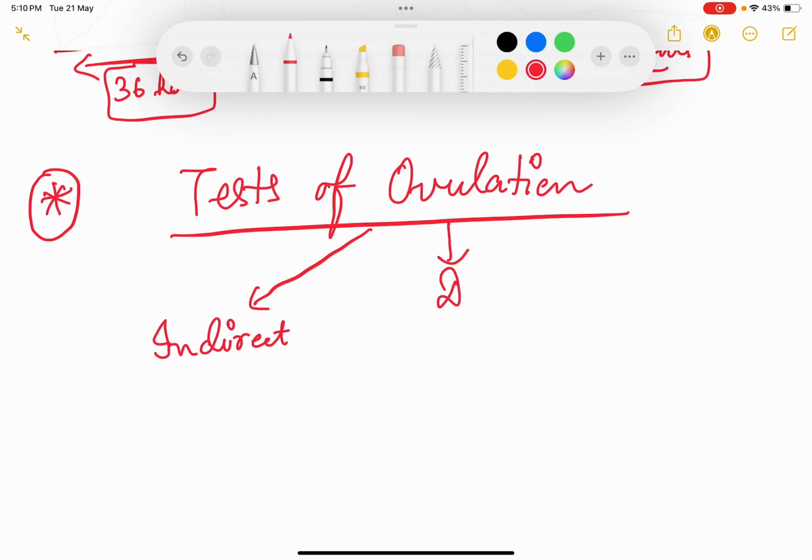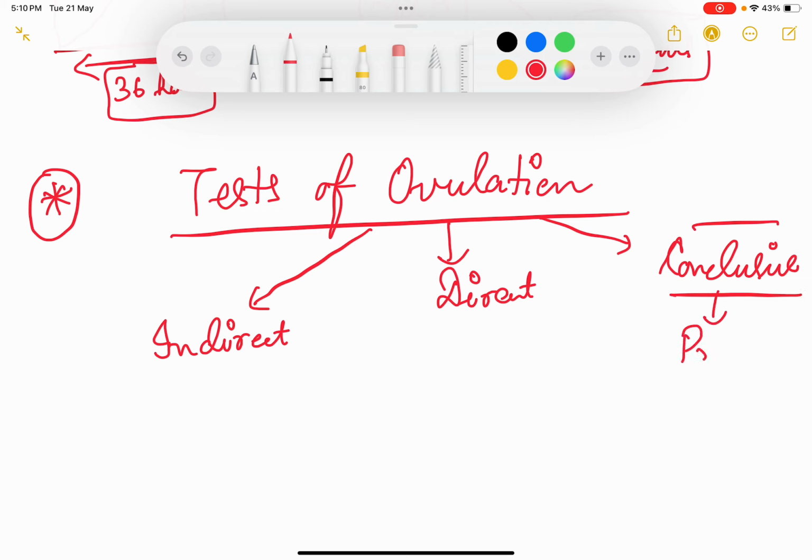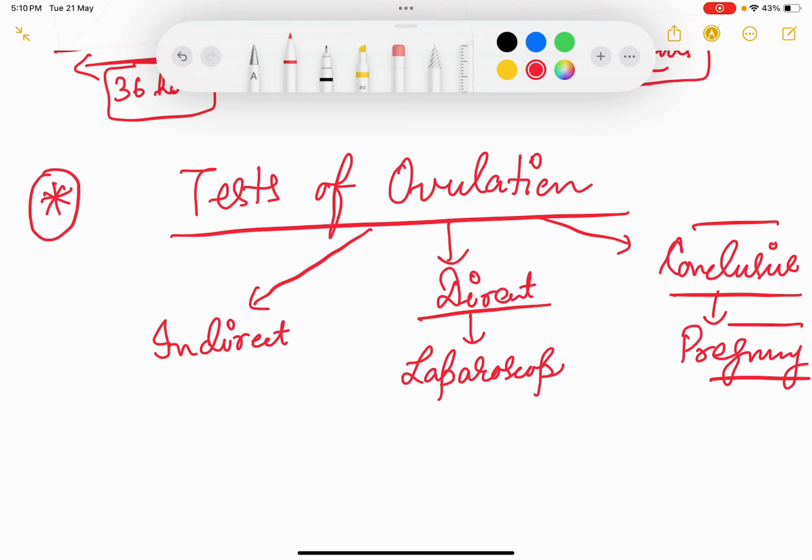It can be a direct test or it can be a conclusive test. A conclusive test is one where we are 100% sure that ovulation has occurred. This is possible only if the patient becomes pregnant, so pregnancy is a conclusive test for ovulation. The direct test for ovulation is laparoscopy. By laparoscopy, you can see inside the abdomen that ovulation has taken place and the corpus luteum has formed. So the direct test is through laparoscopy only.